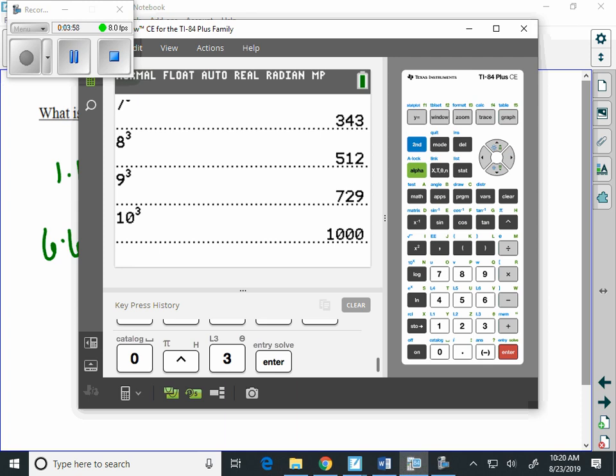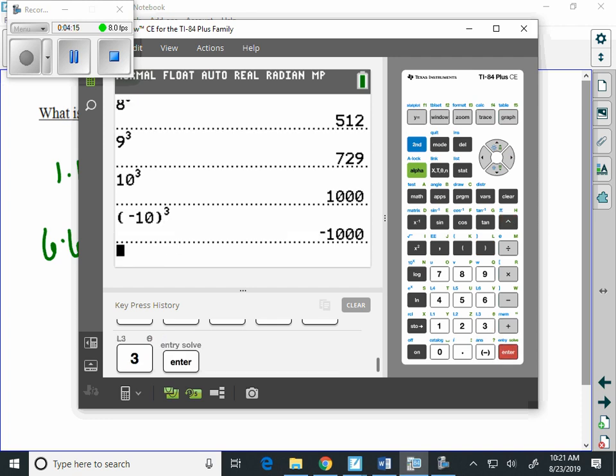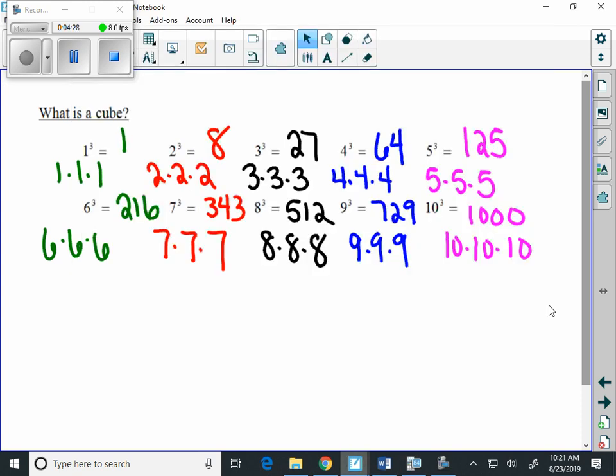One question I should have asked is, does it make a difference whether we have a positive or a negative? Let's try it with the 10. If we cube negative 10, does it make a difference? It does. So the difference between two squares doesn't change with the sign, but cubed, it does.